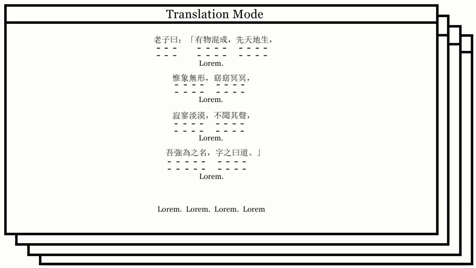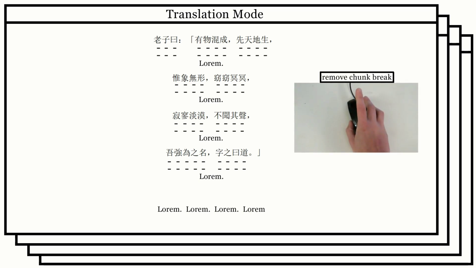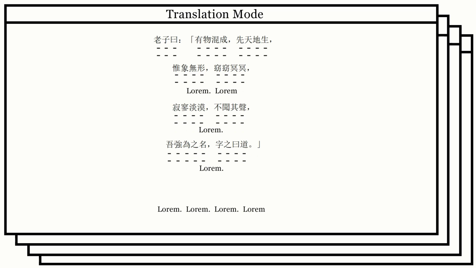Checklist item 1-17. User can add and remove chunk breaks. A chunk break means where one chunk ends and another one begins. Let's suppose we want the first two lines to be one chunk and the bottom two lines to be one chunk. When we remove the chunk break between the first and second lines, it merges their translations. So now there's one translation item for the two lines together, and it says lorem lorem.